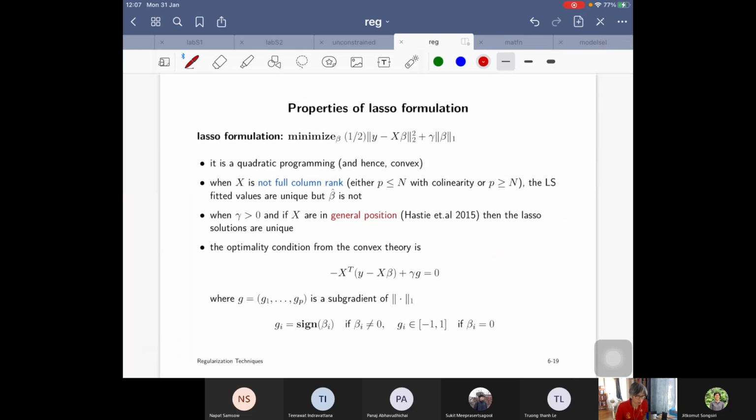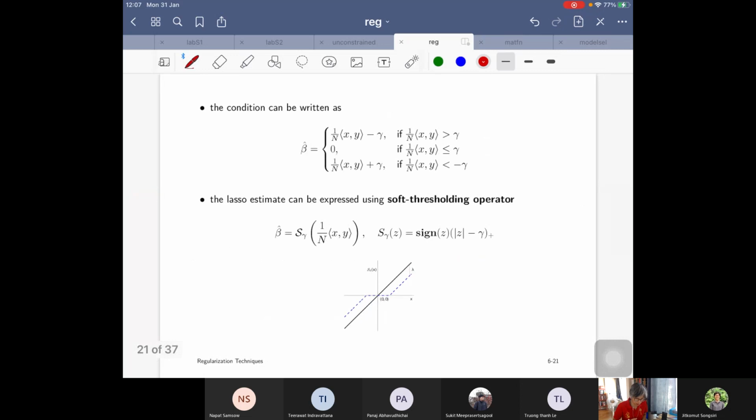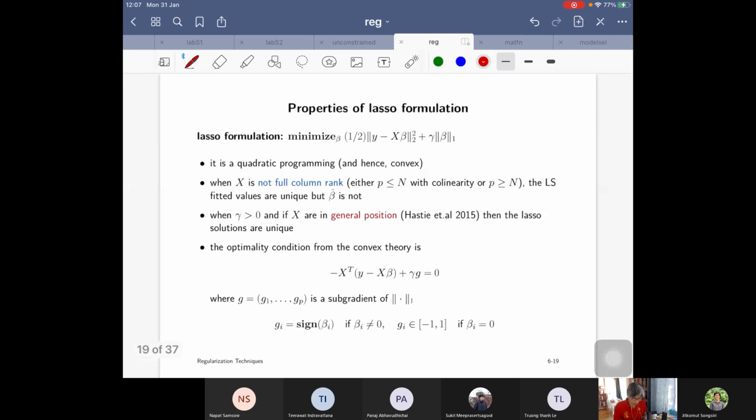Now I would like to talk a little bit more about the mathematical properties of the lasso formulation, and how we compute it, including a closed-form solution in a special case. When we look at the lasso formulation, first of all, it's a quadratic programming problem. It's a convex problem as well. Quadratic programming means that it has a quadratic objective. For the L1 norm term, there's a way in optimization where you can reformulate it as a constraint.